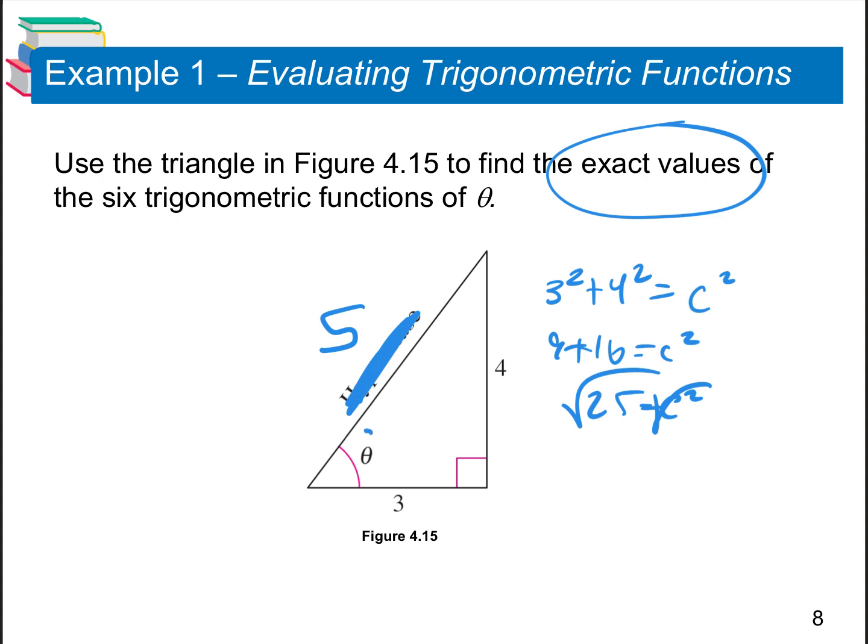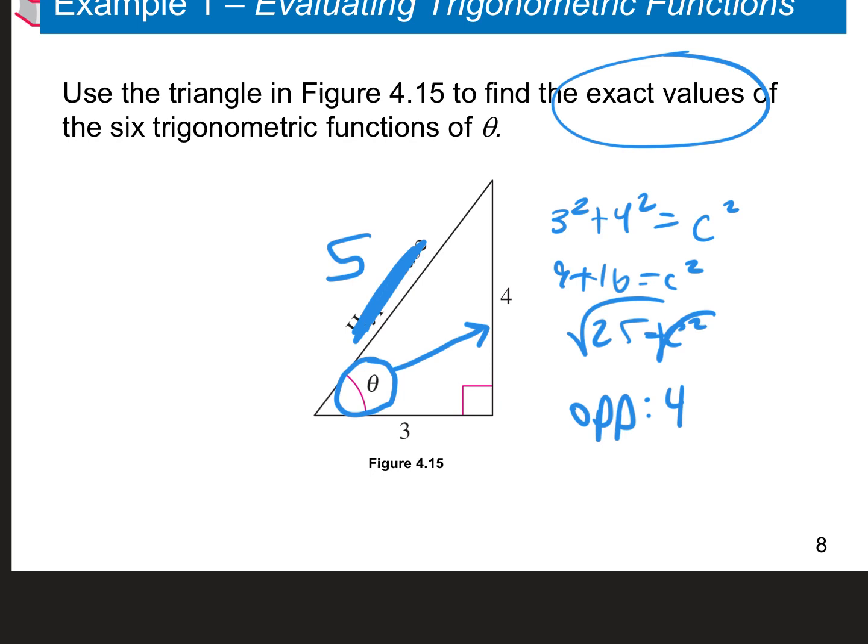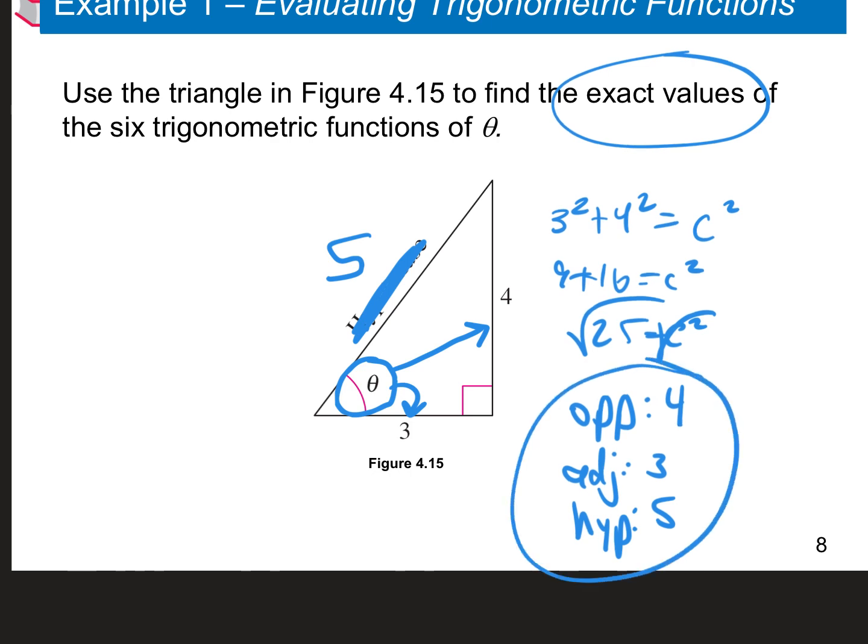All right, so this is my suggestion to you guys, just so we don't make silly mistakes. Here is your theta. This is the angle that we're referencing. In regards to theta, what is the opposite side? Okay, so I write down opposite is 4. What is the adjacent side? The adjacent side is 3. And what is the hypotenuse? 5. Now, to find all of the trig functions, this is the only bit of information you need.